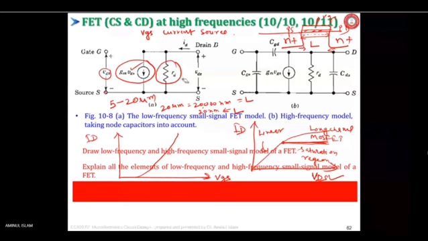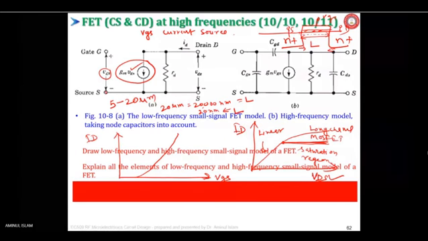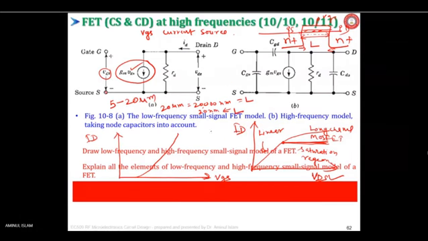So that current source is denoted by RD. Okay, so without taking capacitances into account, we have many capacitances. For small signal analysis, you can represent the MOSFET in this way. One is the voltage-controlled current source, another one is RD.